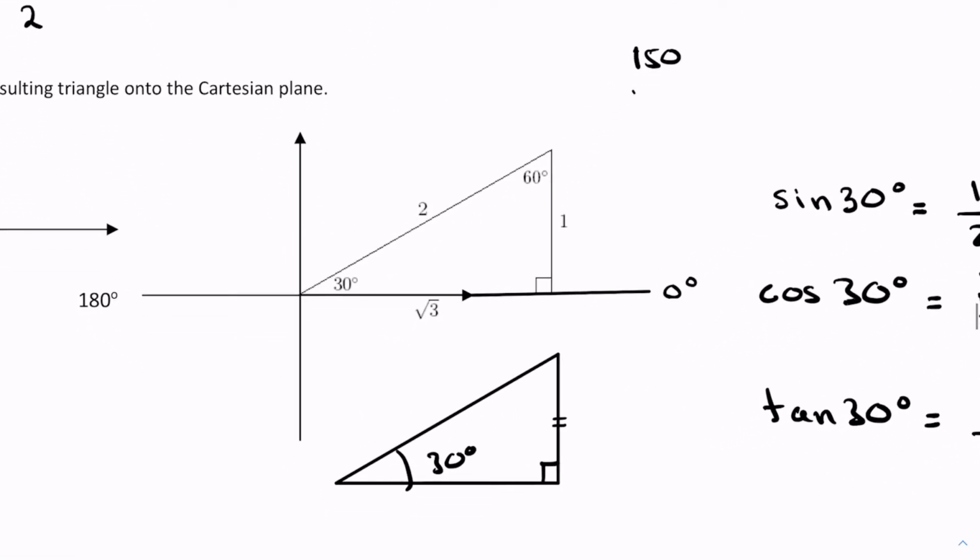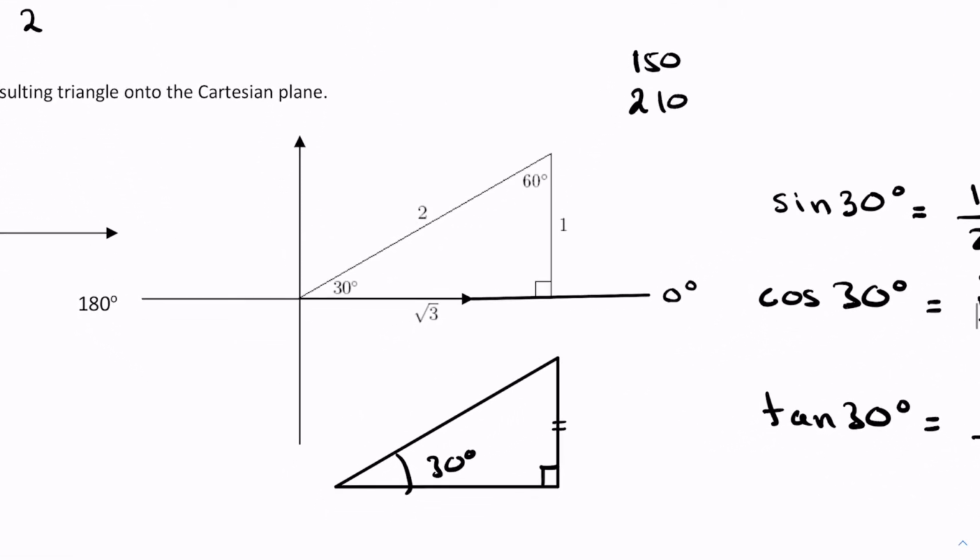What's the other one? 210. And what about 330? Now, these aren't chosen randomly. They're actually chosen with a special purpose in mind. Namely, I'm going to superimpose this triangle using the CAST rule in the various quadrants with a related acute angle of 30 degrees.